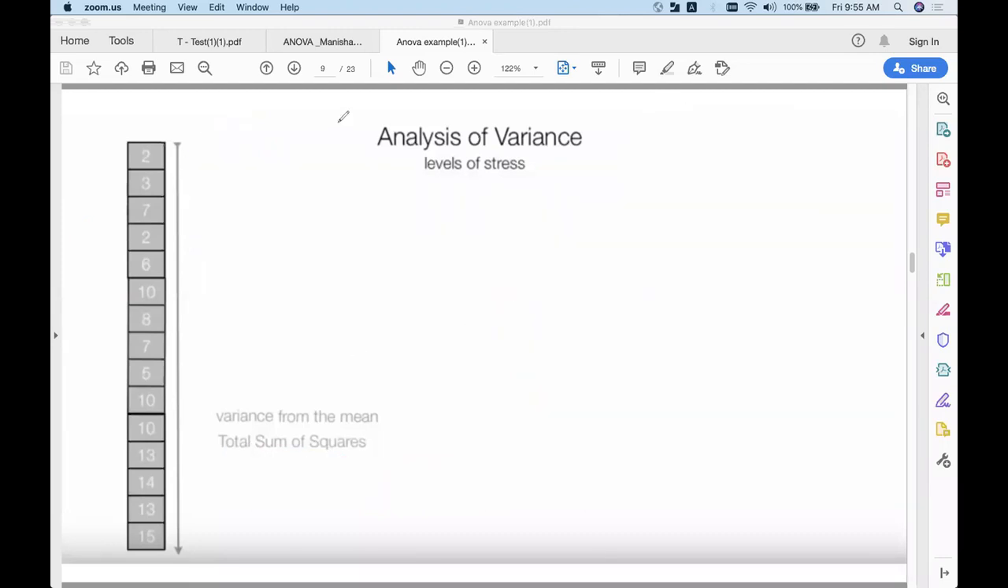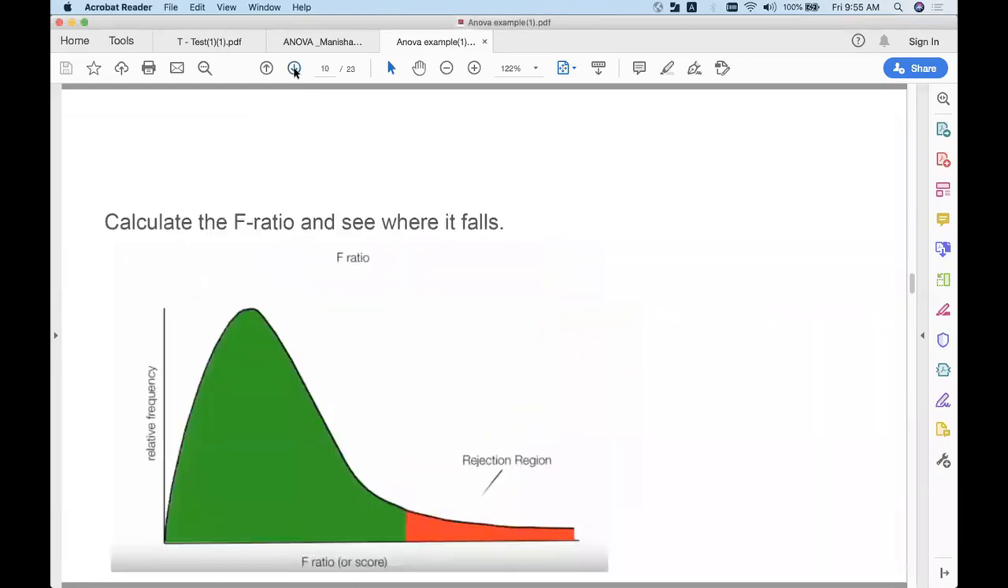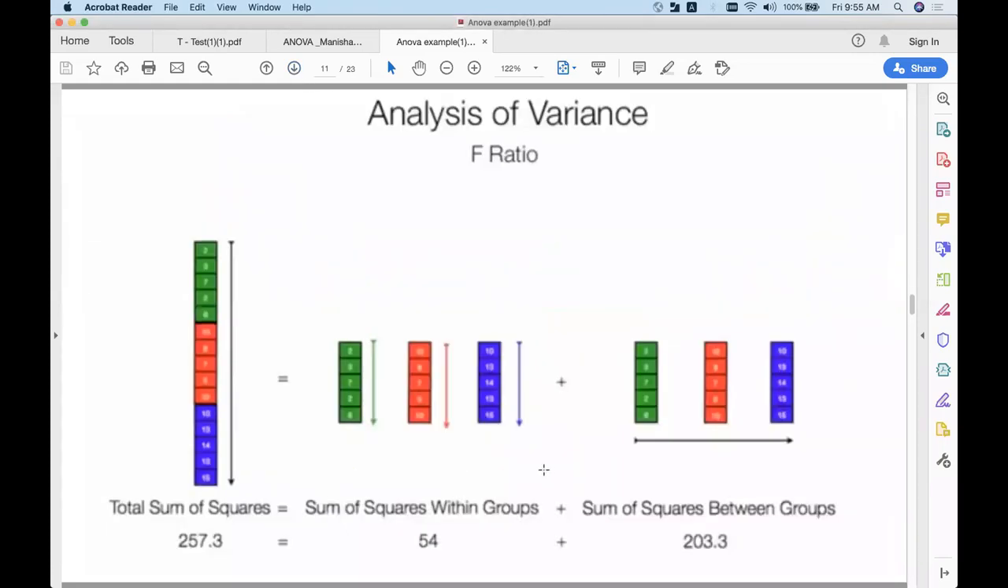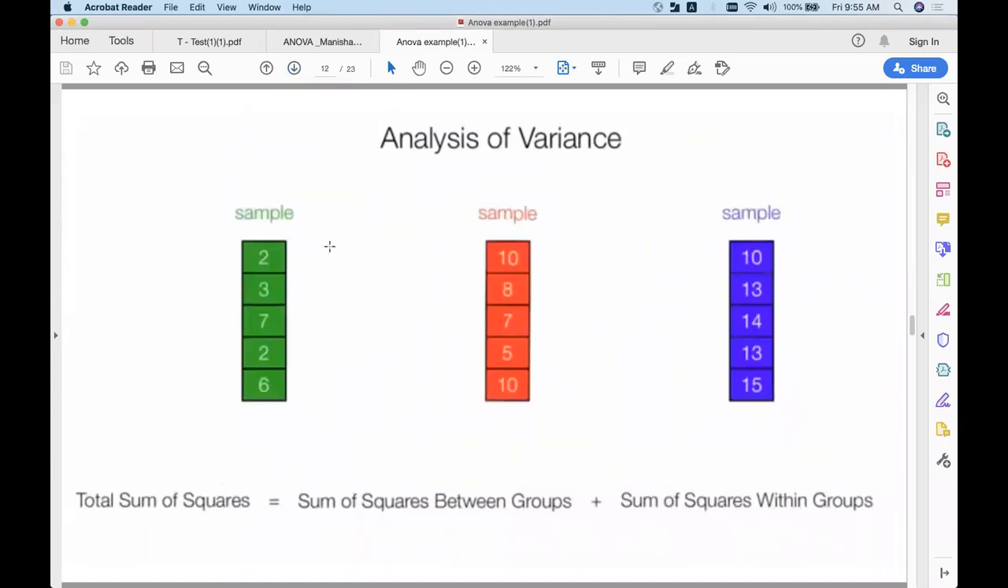So similarly, we will find all those remaining values. The total sum of squares comes up to be 257, right? Let me show you actually. Now, what is the formula? The total sum of squares will be equal to the sum of squares between the groups plus the sum of squares within the groups, right?